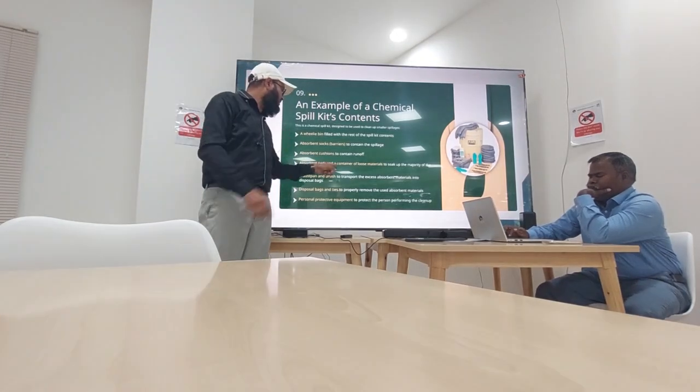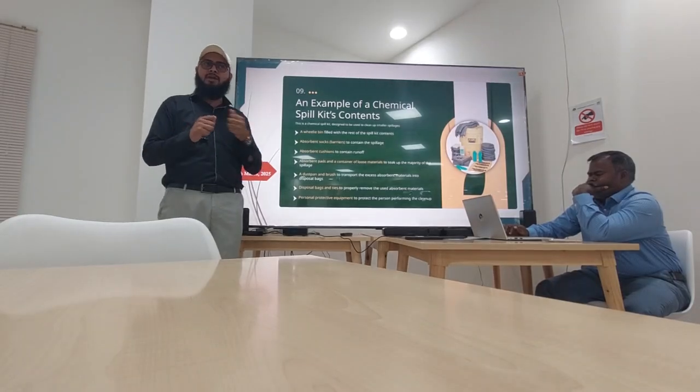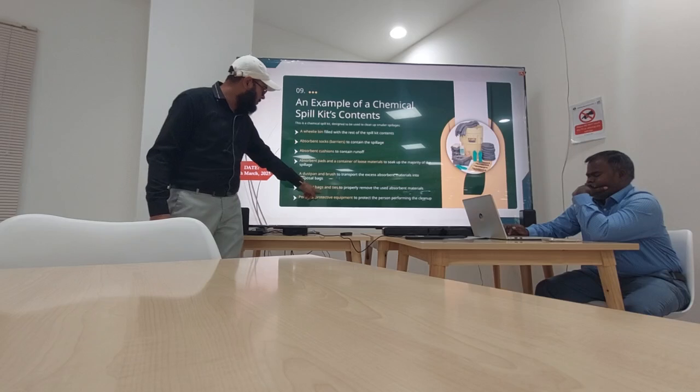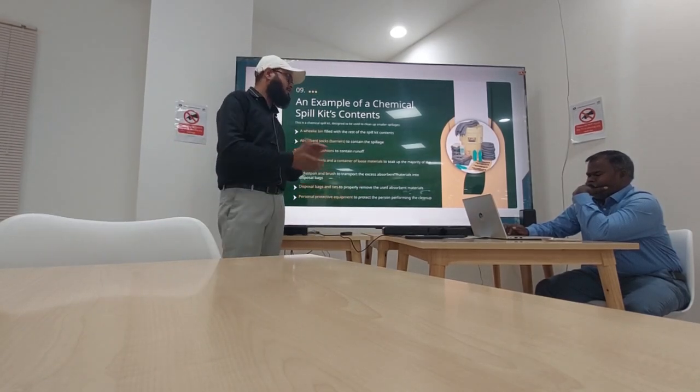Then we have absorbent pads and a container of loose materials. Then we have a dustpan and brushes to clean up the spillage, and once we are done, disposal bags and ties, and lastly PPE, the personal protective equipment.